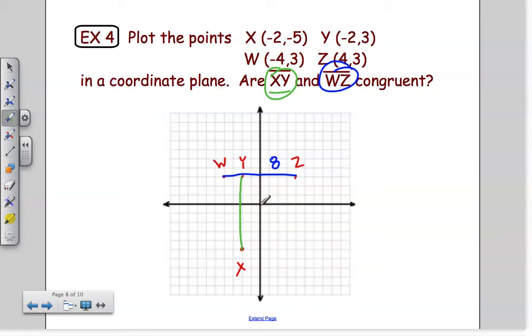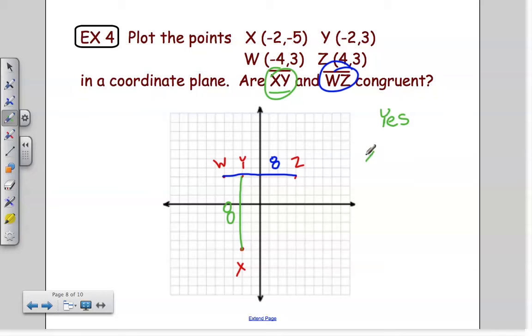X is at negative 2 and down 5. So there's a length of 5. Y was at negative 2 up 3. So 5 and 3, also a length of 8. Are they congruent? Yes, their lengths are the same, meaning that these line segments are congruent.